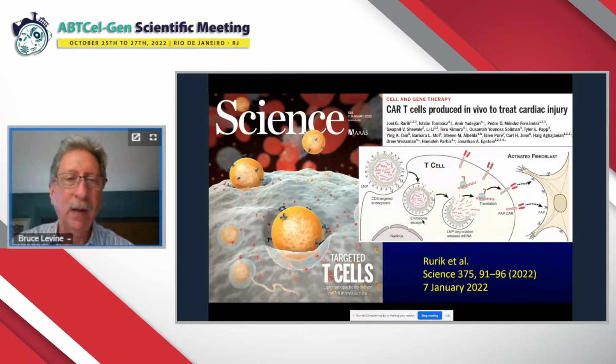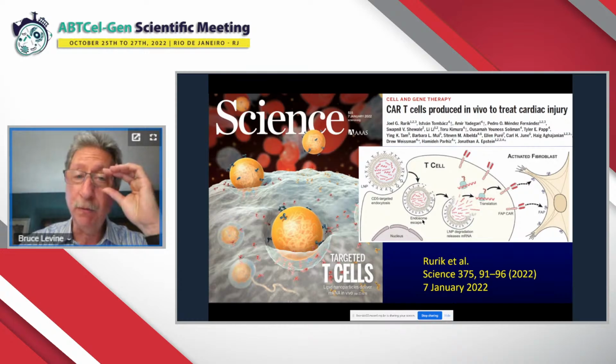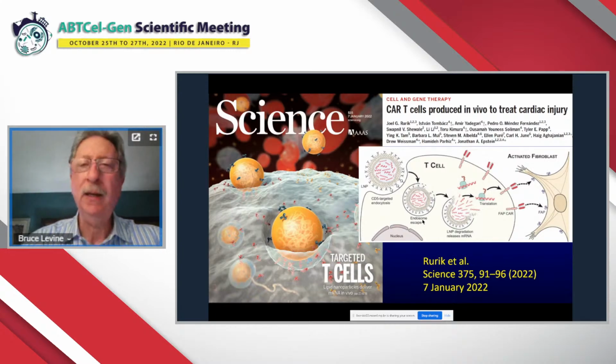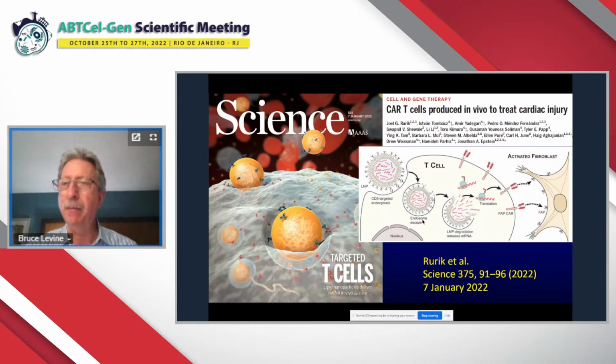There are billions of doses of lipid nanoparticle encoded messenger RNA that have been given to humans. What if we use lipid nanoparticle-coated messenger RNA to encode a chimeric antigen receptor? And what if we direct that lipid nanoparticle with an antigen directed against T cells? And that is this report from the University of Pennsylvania from January, targeting fibroblast activation protein in cardiac fibrosis.